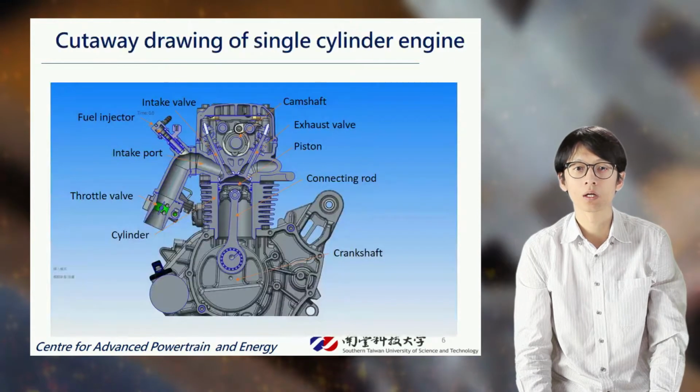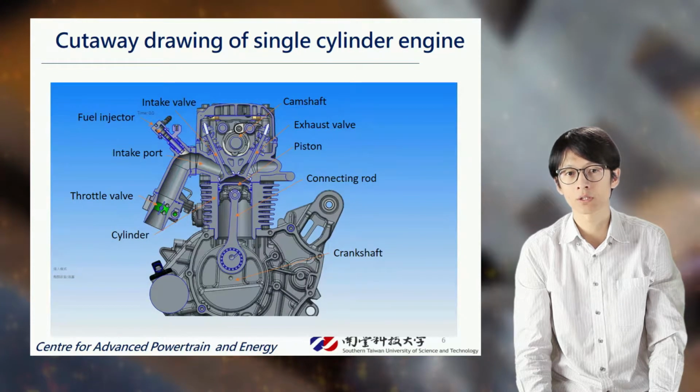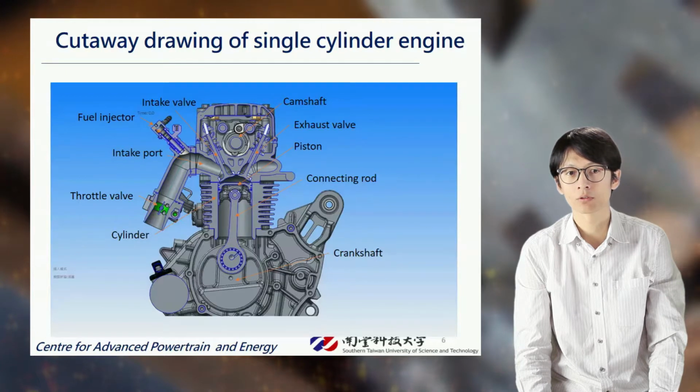Part 2, engine components. In this page, we can see many engine components through cutaway joint of a single cylinder. They are intake valve, exhaust valve, intake port, fuel injector, throttle valve, camshaft, piston, connecting rod, cylinder, and crankshaft.